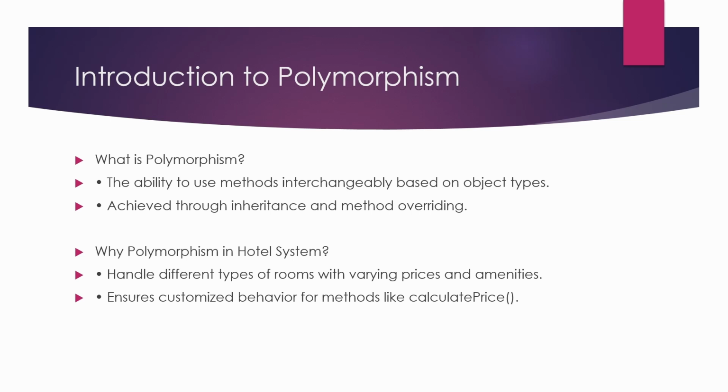Now let's dive into polymorphism. Polymorphism is a core concept in object-oriented programming. It allows us to use methods in a flexible and dynamic way depending on the object type. For our hotel system, polymorphism will help us handle different types of rooms like standard, suite, and deluxe, each with its unique pricing and features. This approach ensures that the system is scalable and can be extended easily.